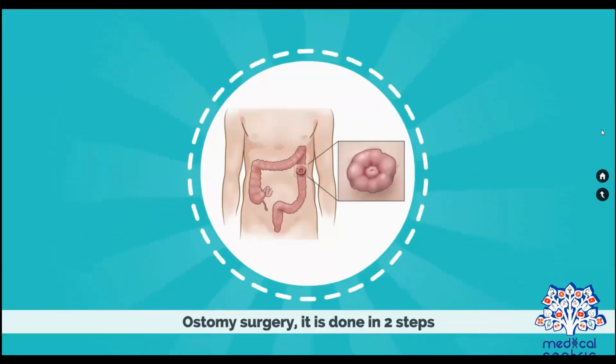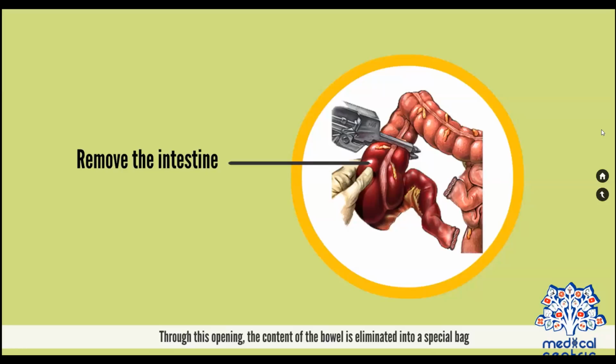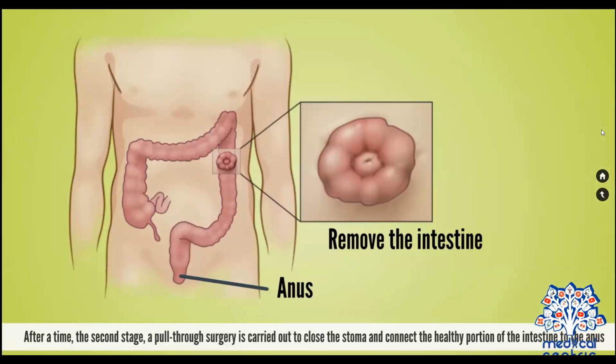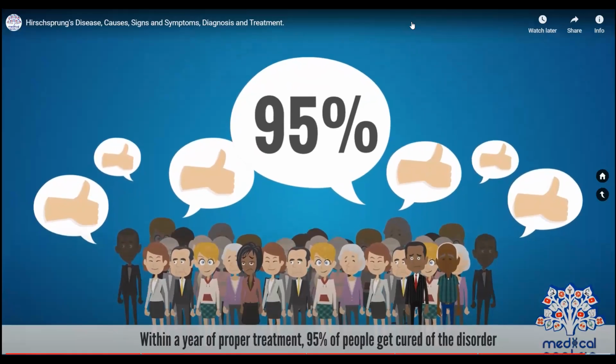Ostomy surgery. It is done in two steps. First, the doctor removes the unhealthy section of the large intestine, creates a small opening or stoma in the child's abdomen, and then attaches the top, healthy portion of the colon to the opening. Through this opening, the content of the bowel is eliminated into a special bag. After a time, the second stage, a pull-through surgery, is carried out to close the stoma and connect the healthy portion of the intestine to the anus. Within a year of proper treatment, 95% of people get cured of the disorder.